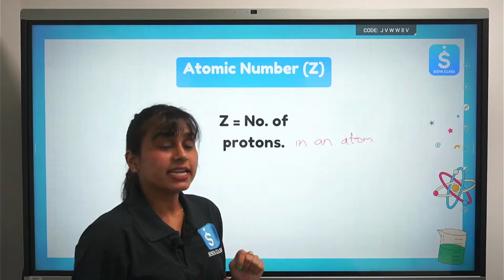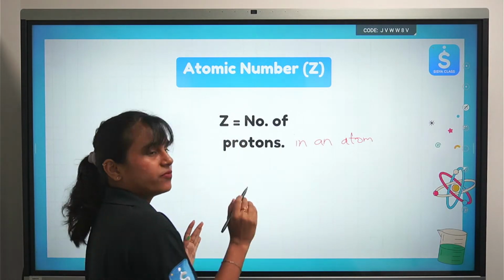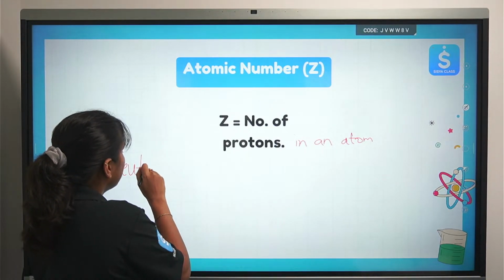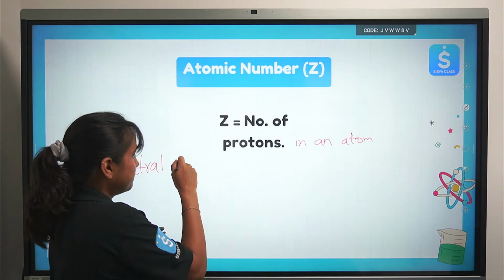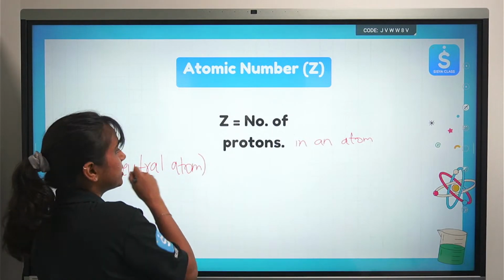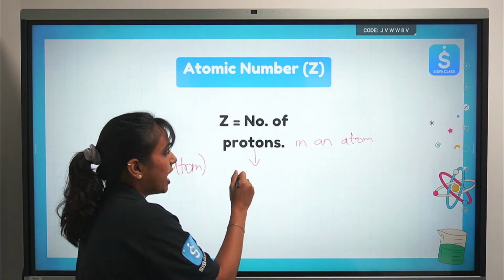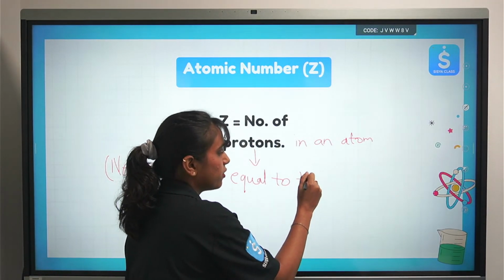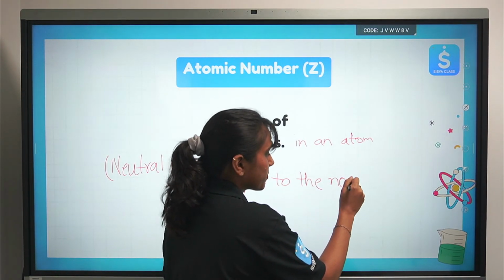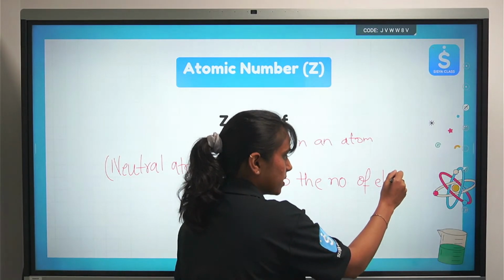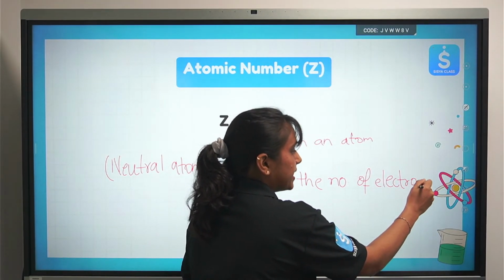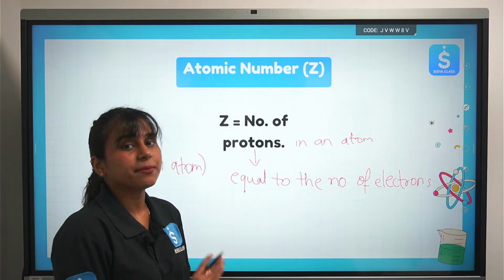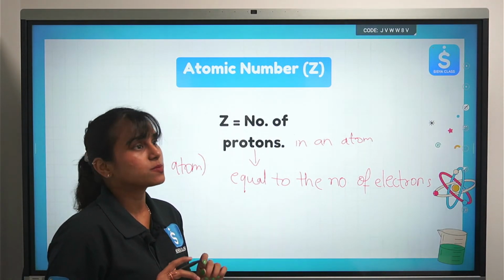We are always talking about a neutral atom. So in a neutral atom, the number of protons is equal to the number of electrons as well. But by definition, atomic number, denoted by Z, is nothing but the number of protons. I hope this much is clear to you.